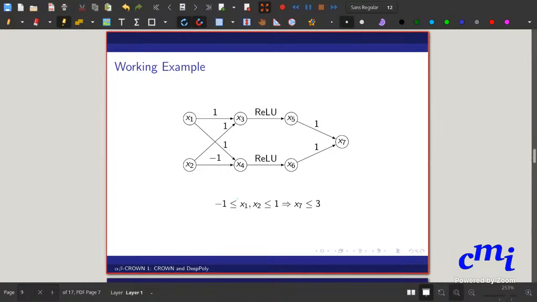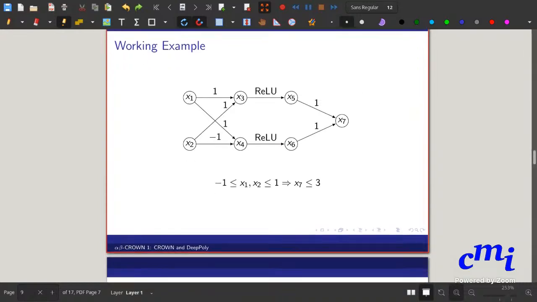And yeah, so let's say that the inputs x1 and x2 are going to be between -1 and 1. And what we want to prove is that the output, which is x7, should be less than or equal to 3, right? And as we keep going forward, we are going to introduce various concepts, and we're going to keep coming back to this network and using this as a working example, right? Okay.